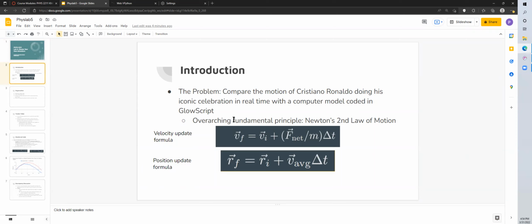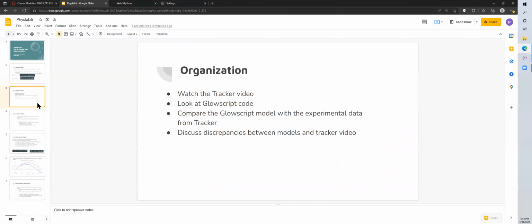The overarching fundamental principle is Newton's second law of motion, and it is going to be shown by this velocity update formula, and we will also be using the position update formula as well. So this video is organized into these 4 parts. First, we're going to watch the Tracker video. Then we're going to look at the GlowScript code. And then we're going to compare the GlowScript model with the experimental data from Tracker. And then we will discuss the discrepancies between the models and the Tracker video.